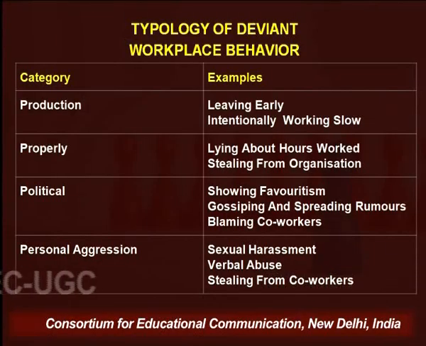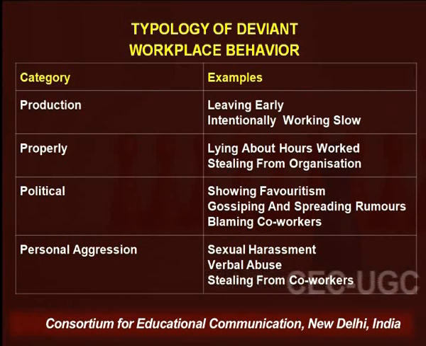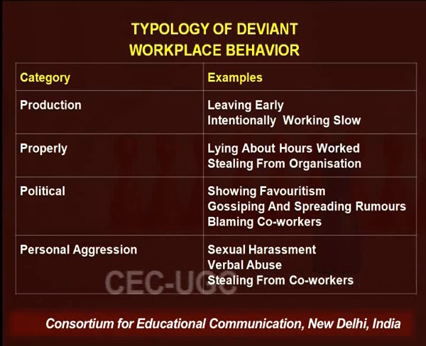The first category which we are talking about today is production. We will be talking about deviant workplace behavior in the first category, that is production. The examples are leaving early from your job and intentionally working slow. These two are fine examples of deviant workplace behavior as far as the first category, production, is concerned.